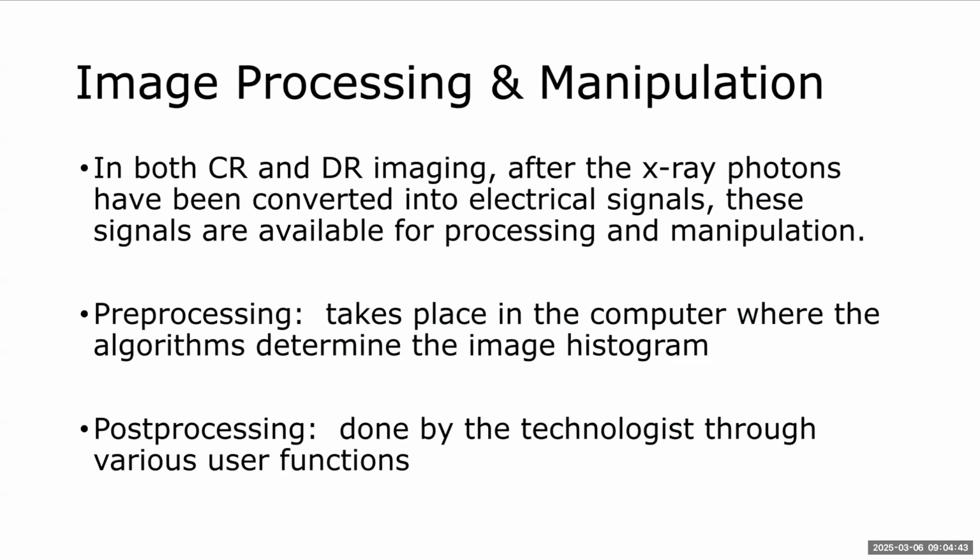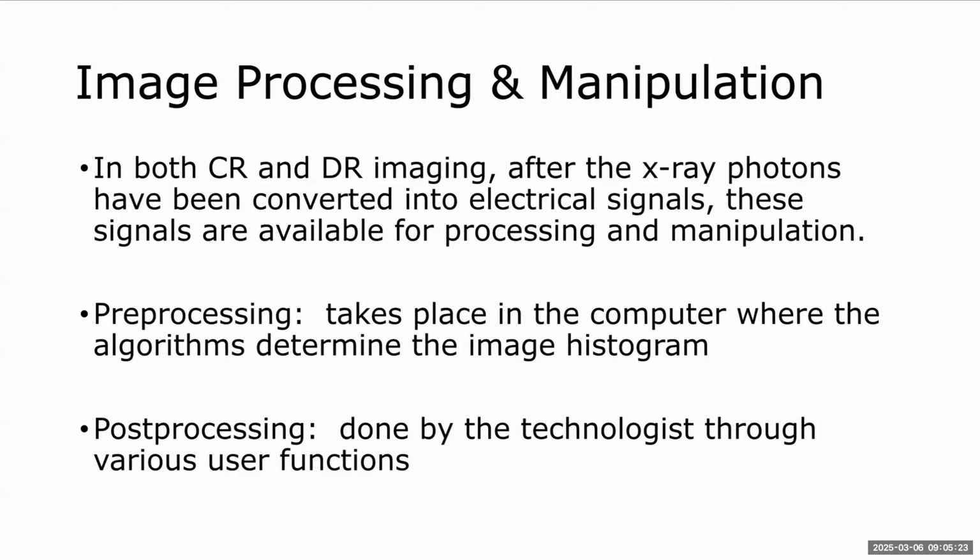Image processing and manipulation. In both CR and DR imaging, after the X-ray photons have been converted into electrical signals, those signals are available for processing and manipulation. So that's what was such a big advantage to digital imaging from film screen, is the manipulation capabilities of the image afterwards. So things can happen in pre-processing, which means this is where the computer algorithms are going to determine the image histogram. So this happens when you're choosing the projection that you're doing, and a particular lookup table is going to be applied to that image.